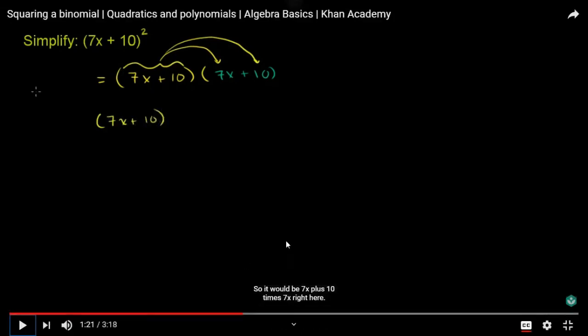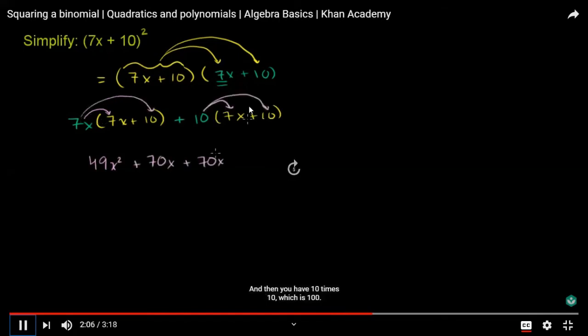Now you can see that square means you can write the same thing two times. I told you that if anything is squared, you can write the same thing two times. If it is cubed, you can write the same thing three times. So here it is squared, so he is writing it two times. 7x times this 7x right here, the distributive product is 49x squared. Now you can see this 7x is multiplied with this and this. So this will multiply with all of this, and this 10 is multiplied with all of this.